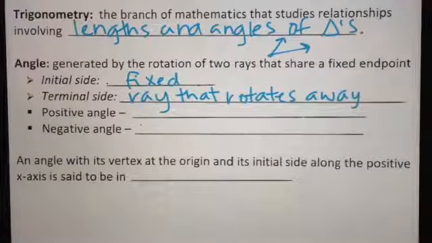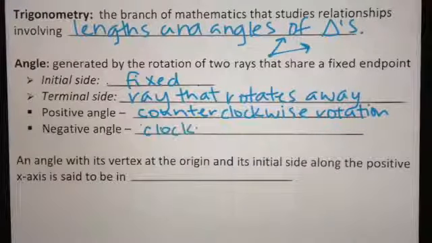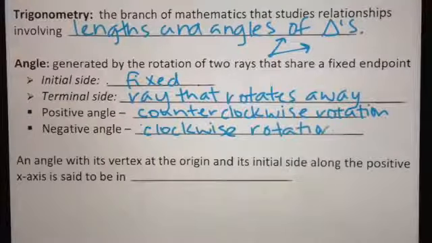And that's away from the initial. A positive angle is a counterclockwise rotation. And a negative angle is a clockwise rotation. I'll show you a picture in a second. An angle with its vertex at the origin and its initial side along the positive x-axis is said to be in standard position.